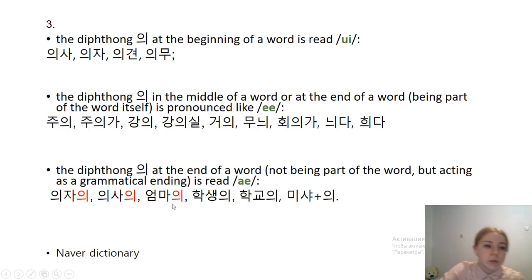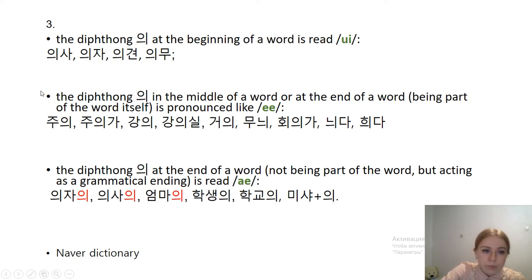Okay, the third rule, we have already studied this rule, but I'll remind you. This is the rule about the diphthong 의. We read this diphthong 의 at the beginning of a word like 의. You know, 의사, 의자, 의견, 의무, and so on. So, if it's the beginning of a word, we read it like 의.